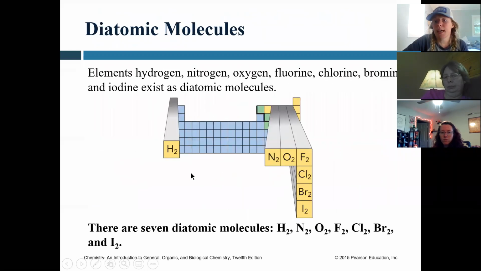But do know which ones are the diatomics: hydrogen, nitrogen, oxygen, fluorine, chlorine, bromine, iodine. It makes sort of an upside down L, including hydrogen. So you might want to highlight those on your periodic chart.